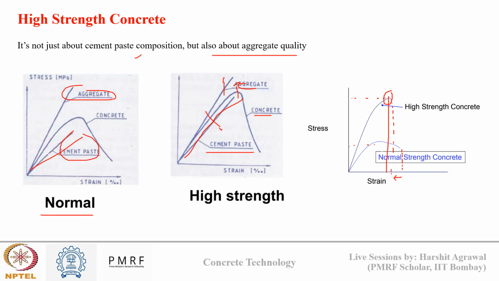So the strain is much lower compared to normal concrete because of the brittleness that is imparted by the stiff aggregate and dense cement paste system. So though it has a higher strength, it will now fail in a brittle manner. That is one of the key properties of a high strength concrete.